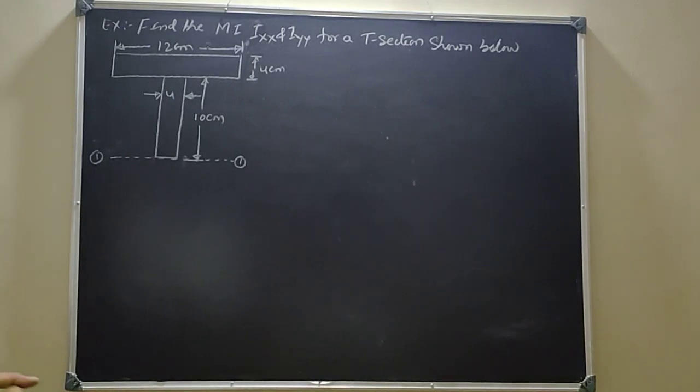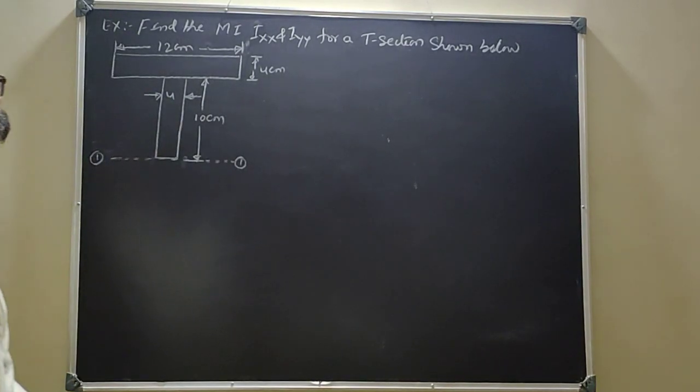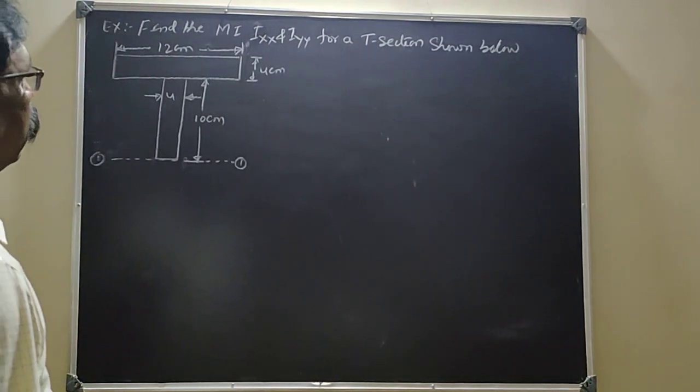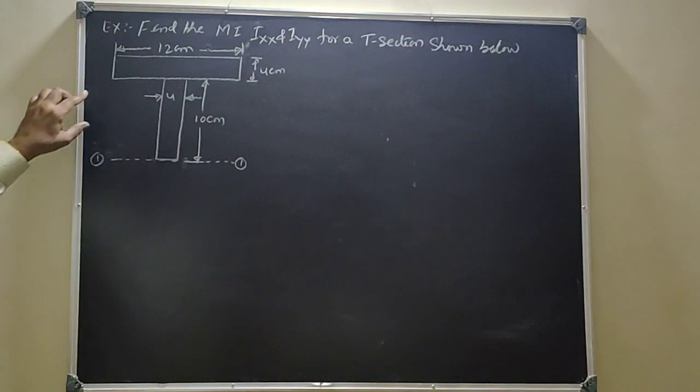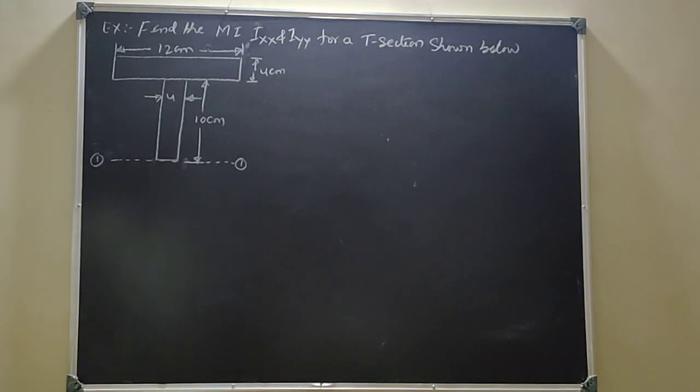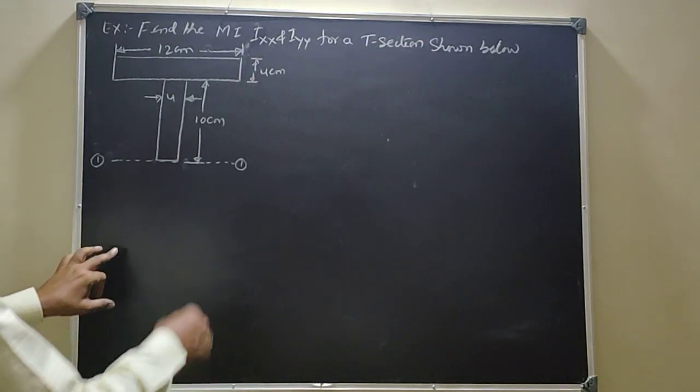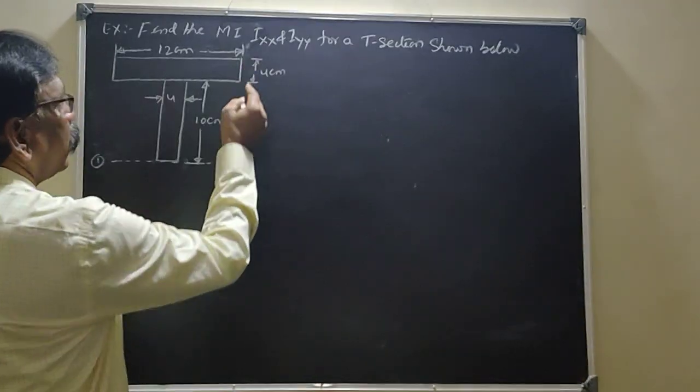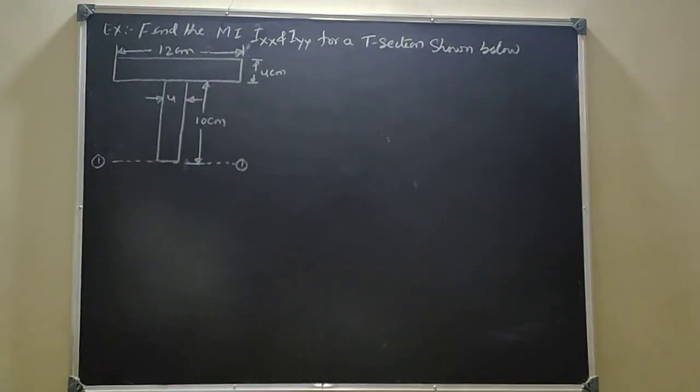Let us solve some of the numericals on moment of inertia of a rectangle. For the rectangle, we know the moment of inertia is given by BD cube by 12, where B is the side parallel to the axis about which moment of inertia is required.